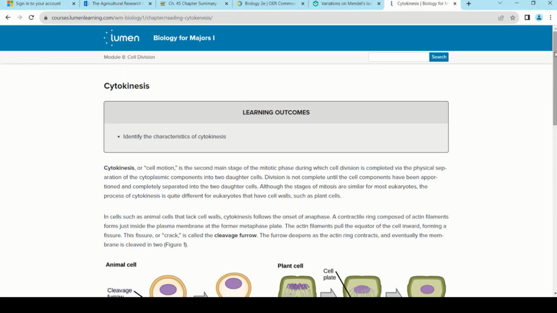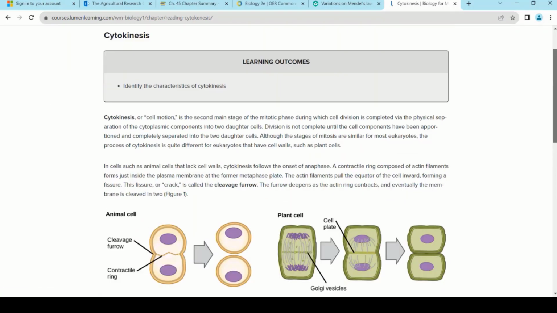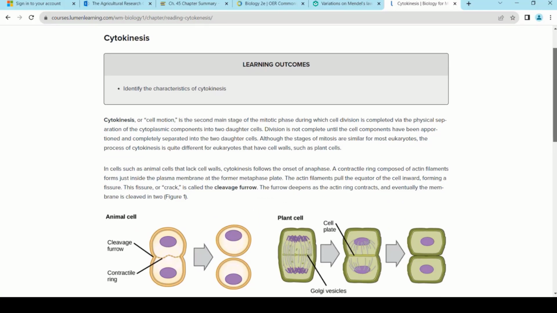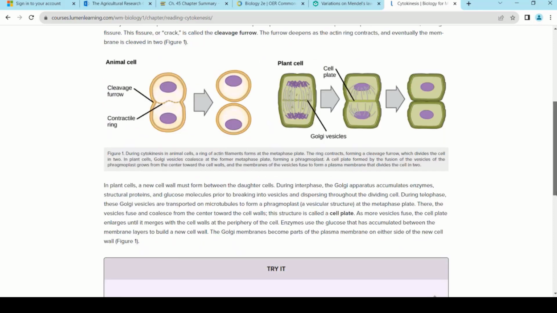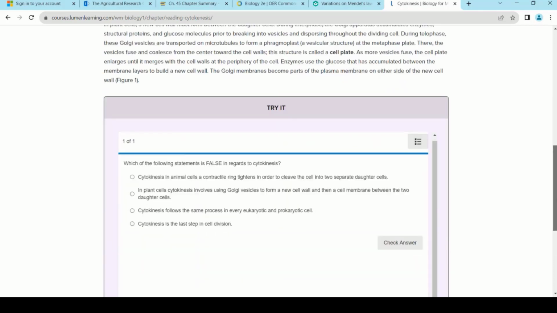And then there's cytokinesis, which is significant. We did talk about this last week: the cleavage furrow, contractile ring, the plant cell, Golgi vesicles. Identifying the characteristics of cytokinesis will be the learning outcome. Cytokinesis, or cell division, is the second main stage of the mitotic phase, during which cell division is completed via the physical separation of the cytoplasmic components into two daughter cells. And you're going to have to go through this. I cannot stress this enough.